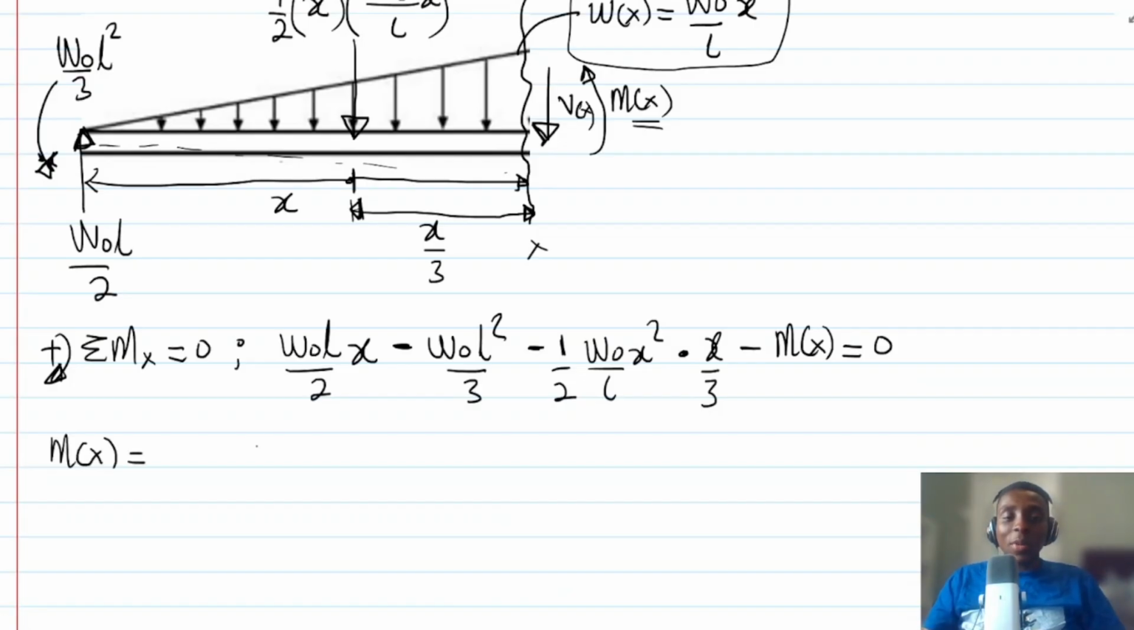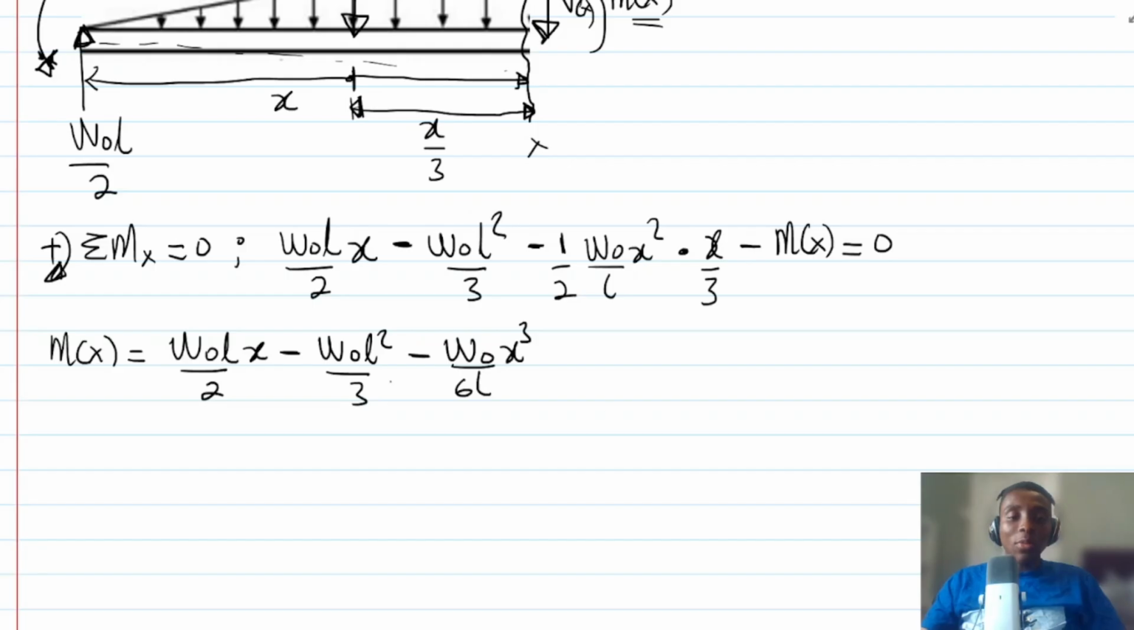So this one, the strength of materials has ended. It's just a matter of algebra. Okay, this is just algebra. Just make sure that you are able to express it well. So if we do the expression correctly, then we have W naught L over 2 times x, then W naught L squared over 3, and then W naught over 6L times x cubed. So in fact, this is the expression.